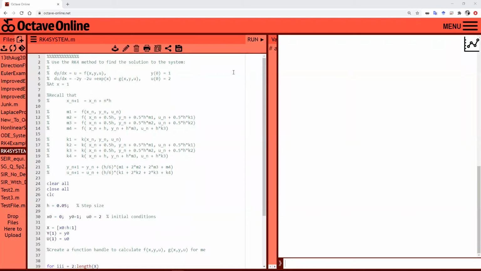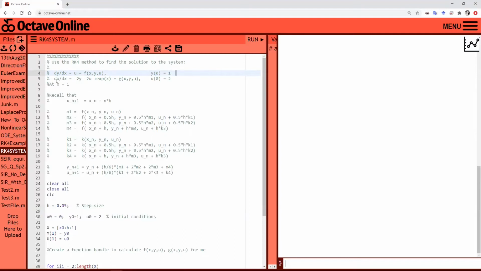Okay, so here I am on Octave Online, and I've just written out the problem that we're working on in the Octave script. We want to use the RK4 method to find the solution to the system dy by dx. Remember, x is the independent variable, y and u are the dependent variables. So dy by dx equals u, and so this right-hand side, u, is the function which we're calling f. So f is basically the right-hand side of the differential equation for y. We also have the initial condition here, y0 equals 1. When x equals 0, y equals 1.